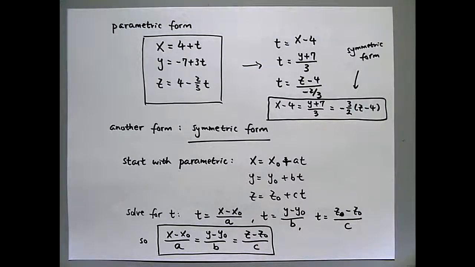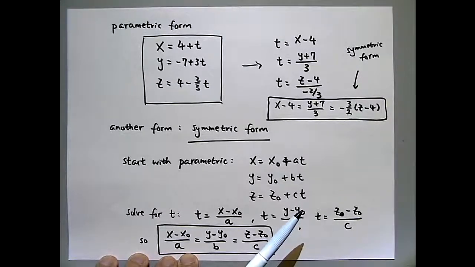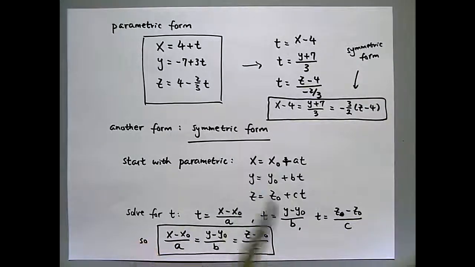Okay, now let me ask you a question. Looking at the symmetric form here, what if at least one of these three numbers, a, b, and c, is equal to 0? We can't write it out this way anymore. Suppose a is 0. Then this is not going to make much sense, right? So what does it mean if a is equal to 0, for example, but b and c are not equal to 0? What do you know about x if you know a is equal to 0? It's a constant, right? So in case of one of these being 0, that tells you that variable must be a constant.